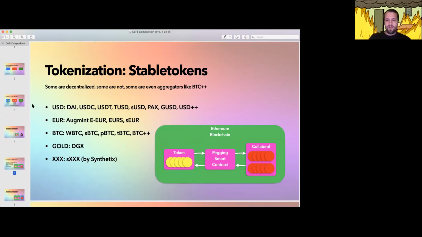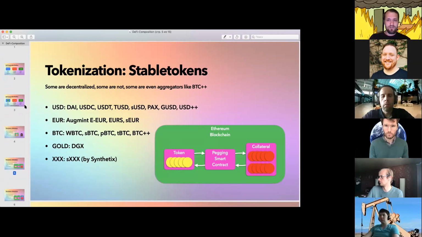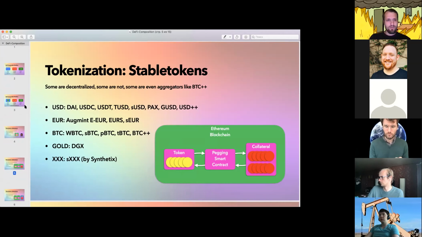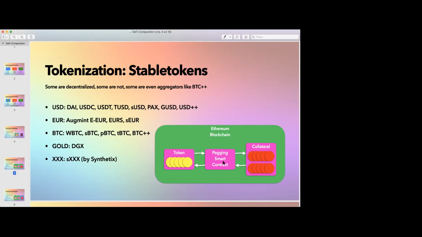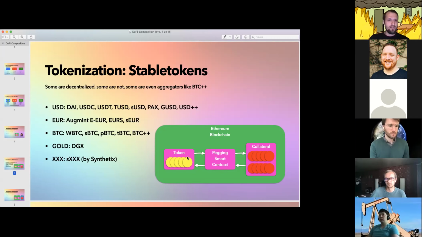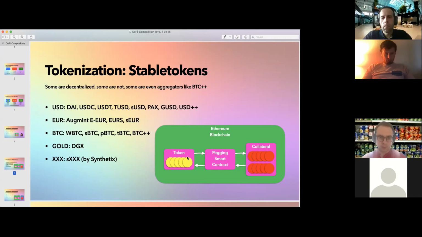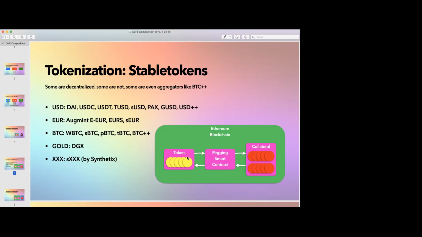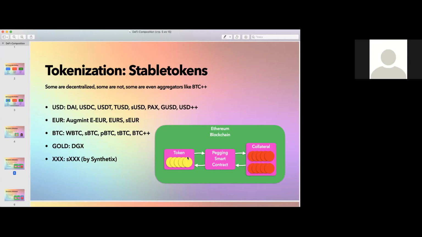Also, there are some stable tokens which are decentralized. They work in a different manner. So, for example, DAI is a decentralized stable token pegged to USD, and simply how it works: there is a system of smart contracts which works the same way to stabilize the price of this token, and anyone can issue this DAI.